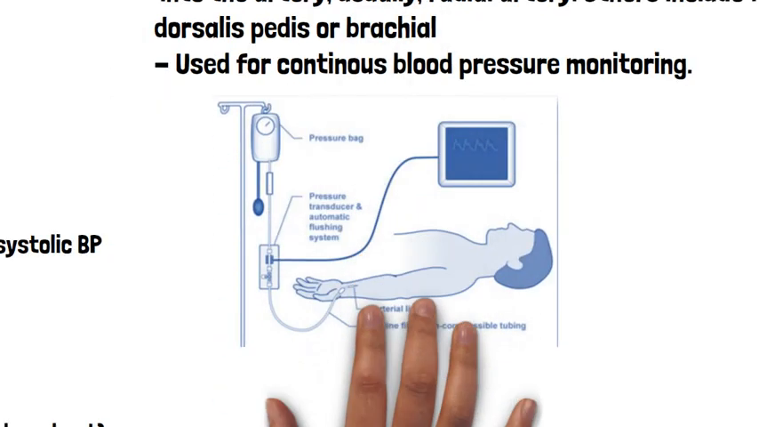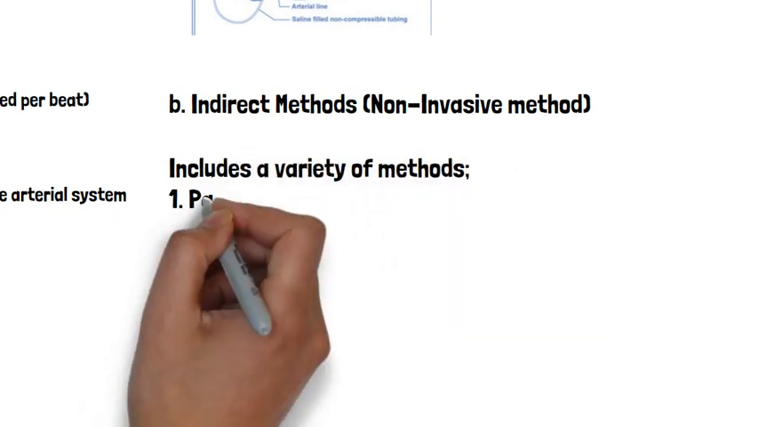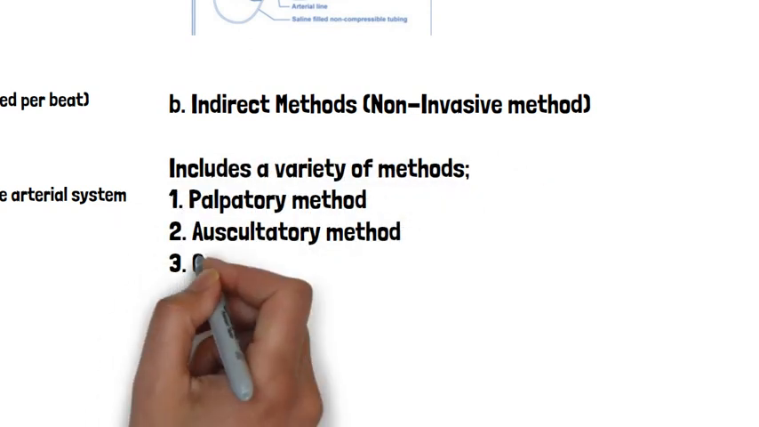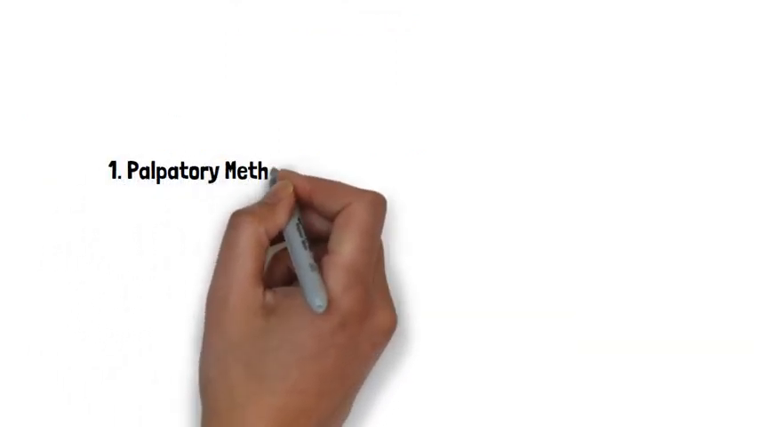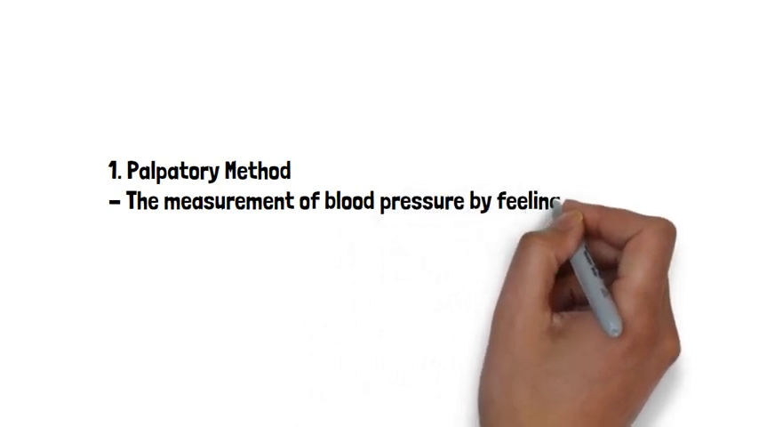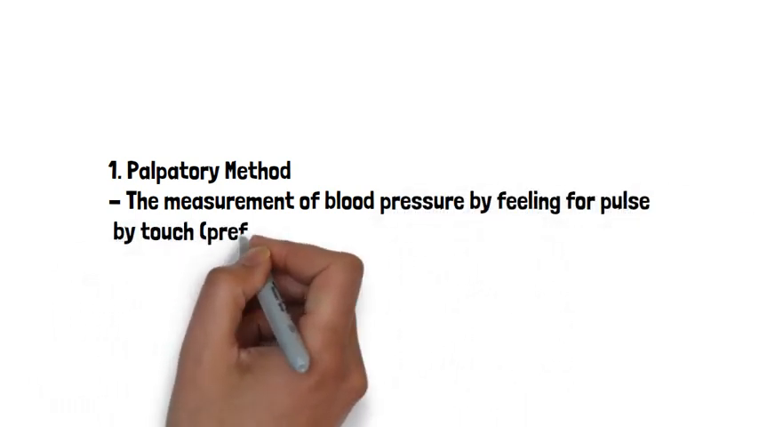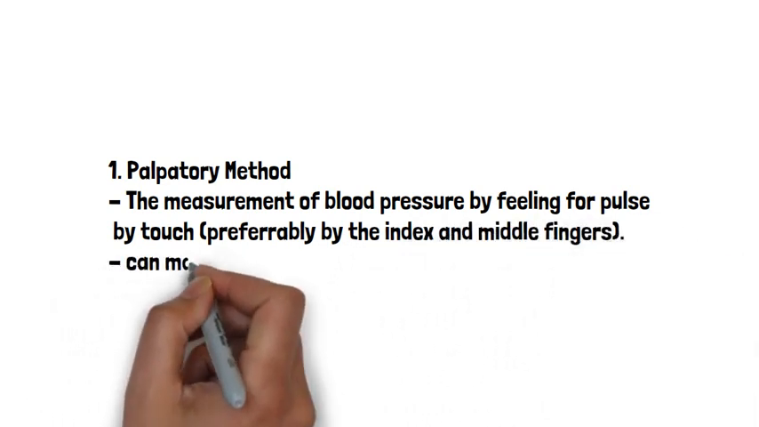This method involves the palpatory, auscultatory, and oscillometric methods, and sometimes you can have Doppler and arterial tonometry. Now, let us look into a little bit of these methods. Firstly, the palpatory method involves measurement of blood pressure by feeling for the pulse. Remember, to palpate is to feel for a pulse using the fingers, the digits.